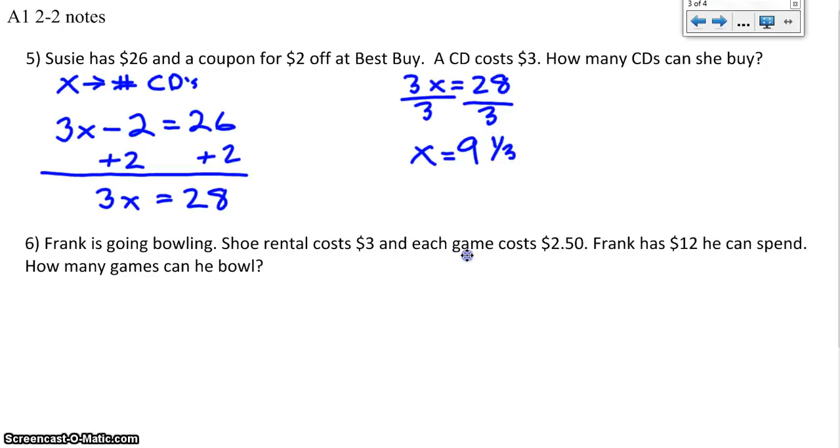However, most stores don't sell 1/3 of a CD. So what we would have to say is that Susie could buy 9 CDs. That would be the maximum.